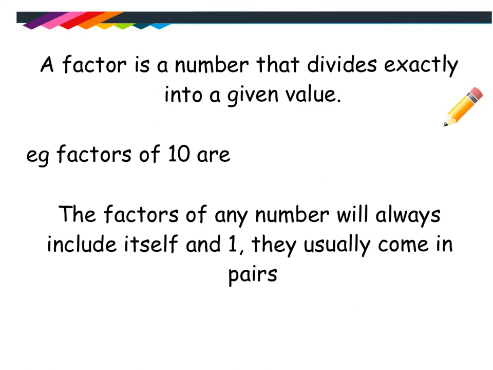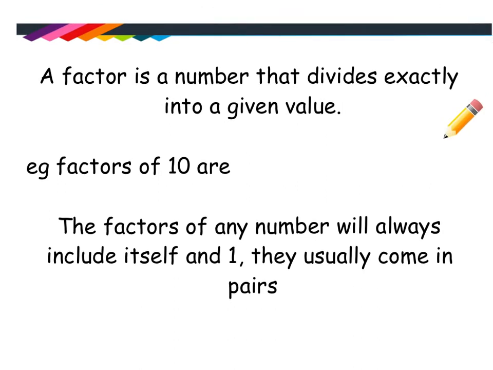So 10 divides by 10 and 1. What else does 10 divide by? It divides by 2 and 5. And that's it there. Now, did you see how I did that? I did it in pairs. So the factors of any number will always include 1 and itself, and then they usually come in pairs. Now, I say usually because there are a few exceptions, which we'll see in my examples.